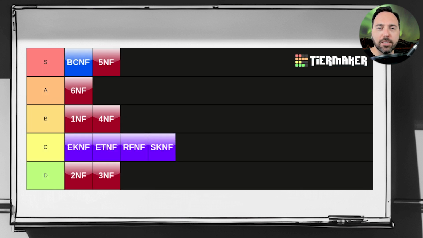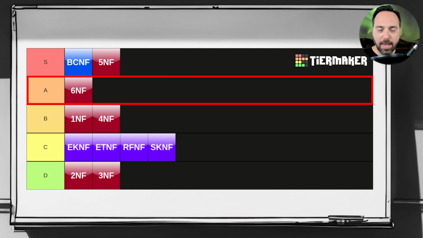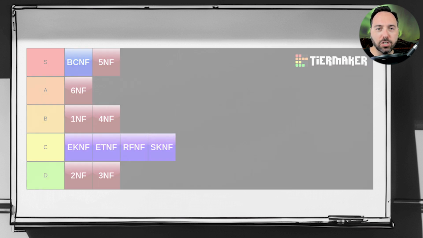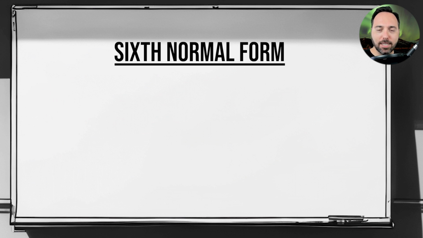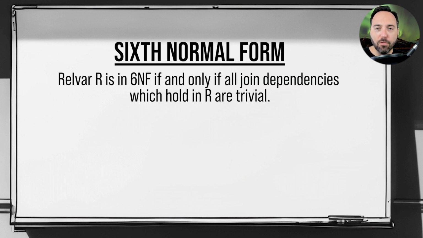No, we're here to talk about 6th normal form. 6th normal form slots into the A tier, the only normal form to do so. And today, we're going to understand why it belongs in this position. The definition of 6th normal form is: a relvar R is in 6th normal form if and only if all join dependencies which hold in R are trivial. What this means in practice is that there may be, in addition to the key columns, one additional attribute. Let's see an example of this.